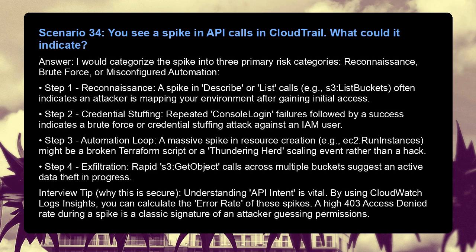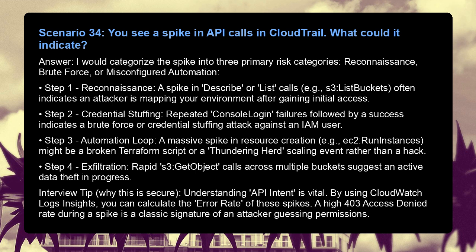Step 2: Credential stuffing. Repeated console login failures followed by a success indicates a brute force or credential stuffing attack against an IAM user. Step 3: Automation loop. A massive spike in resource creation, for example, ec2:RunInstances, might be a broken Terraform script or a thundering herd scaling event rather than a hack. Step 4: Exfiltration. Rapid s3:GetObject calls across multiple buckets suggest an active data theft in progress.